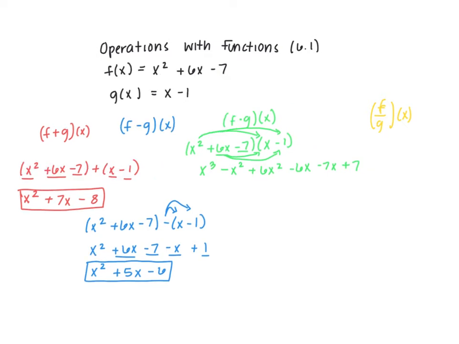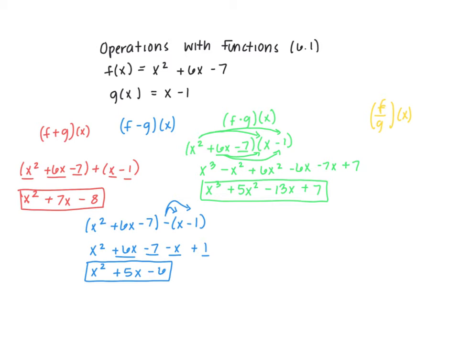Now that we're done foiling, we can go ahead and combine like terms like we have with the other operations. So we only have one x cubed term, so it's going to stay by itself. Then we can combine the minus x squared plus 6x squared, which is going to give us plus 5x squared. And then we can combine negative 6x and negative 7x, giving us negative 13x, and then our constant plus 7. So this right here is our final answer because we cannot simplify it any further.